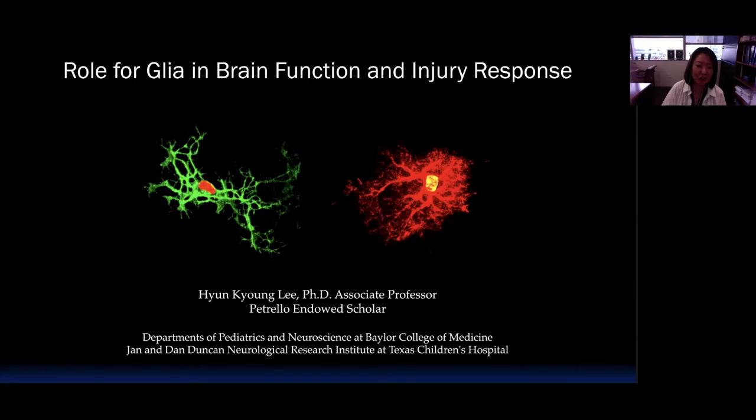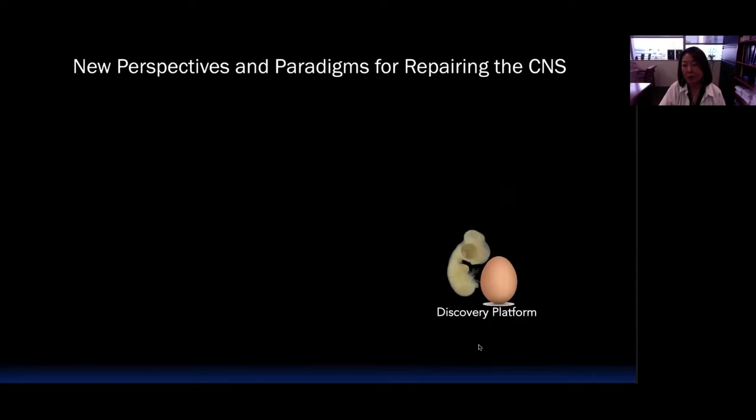Today I'm happy to share with you how we study developmental glial biology and associated disorders. Particularly today, I'm going to share with you two different cell types in glia. In green, the oligodendrocyte. On the right, there's an astrocyte. My lab is actually a developmental biology lab.